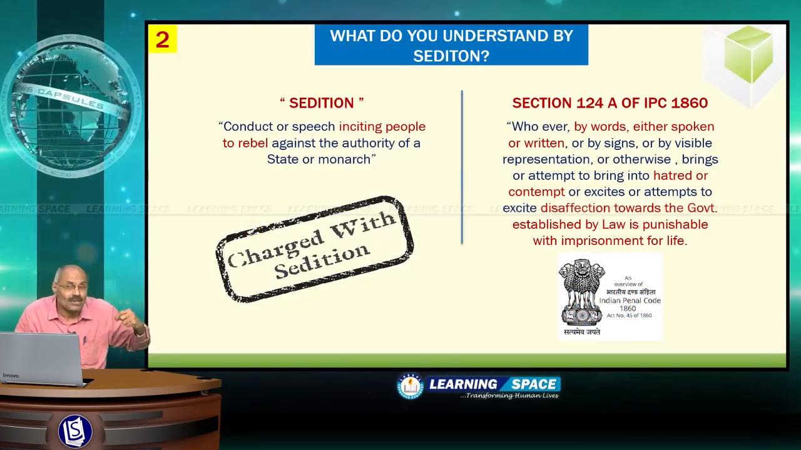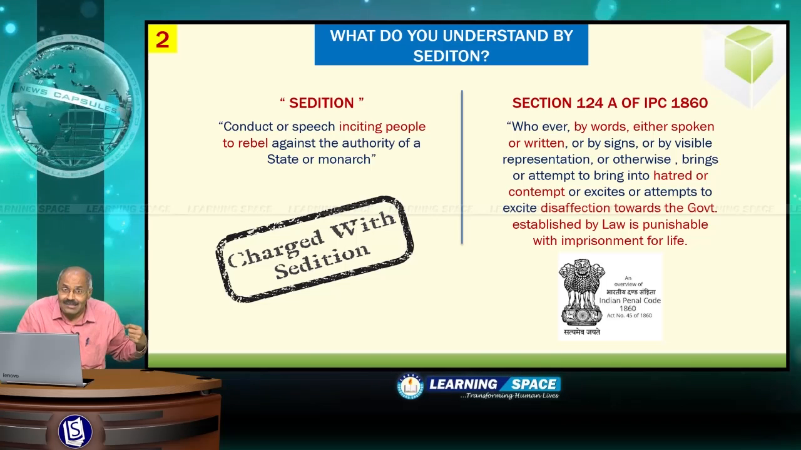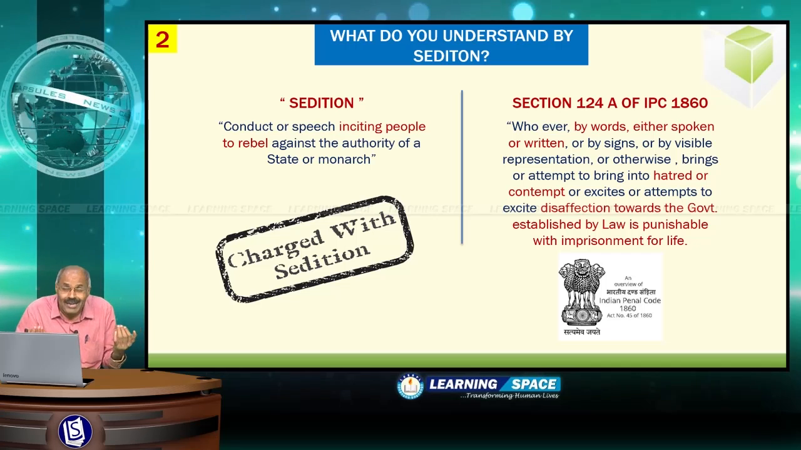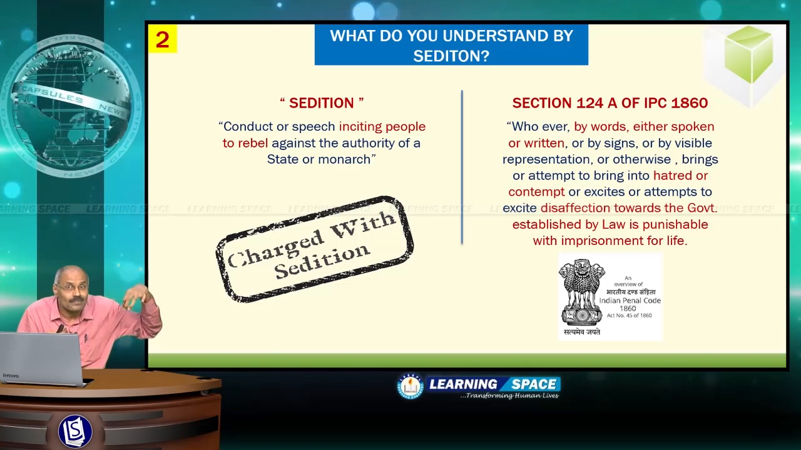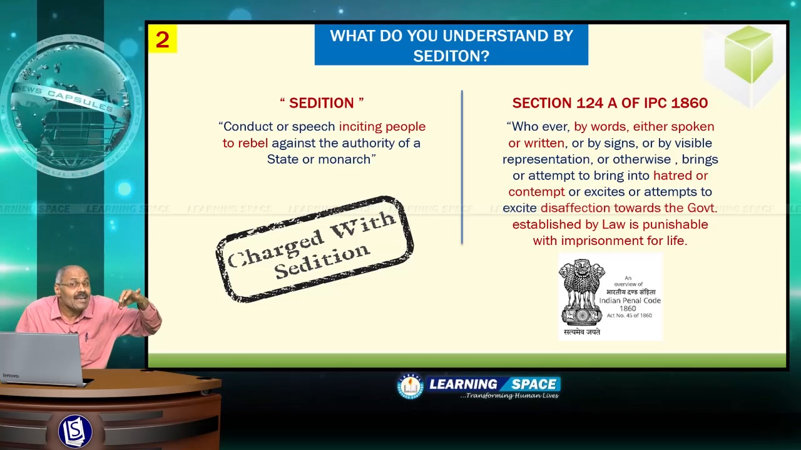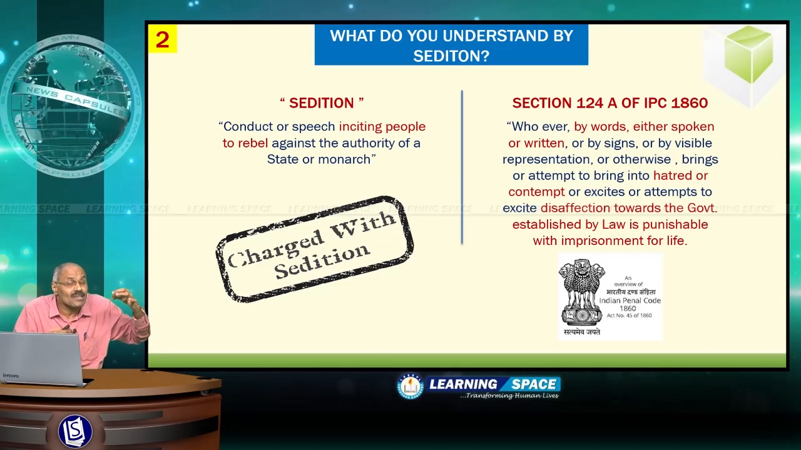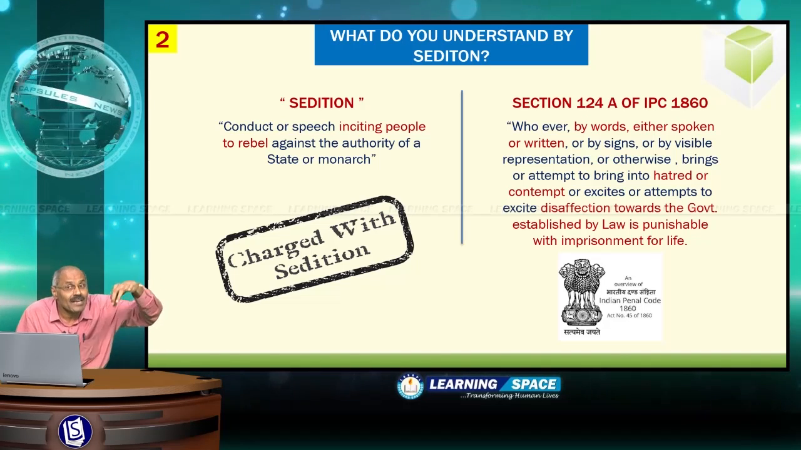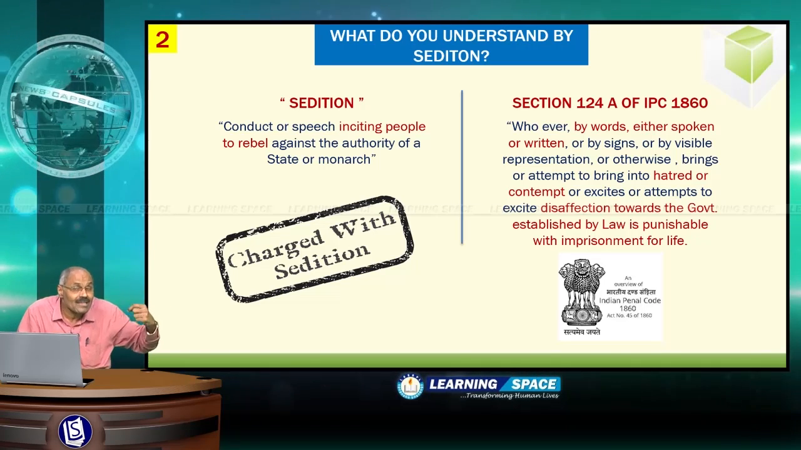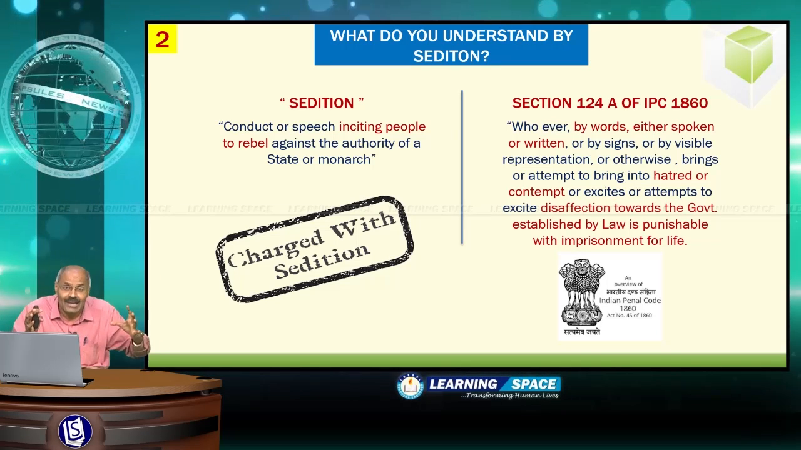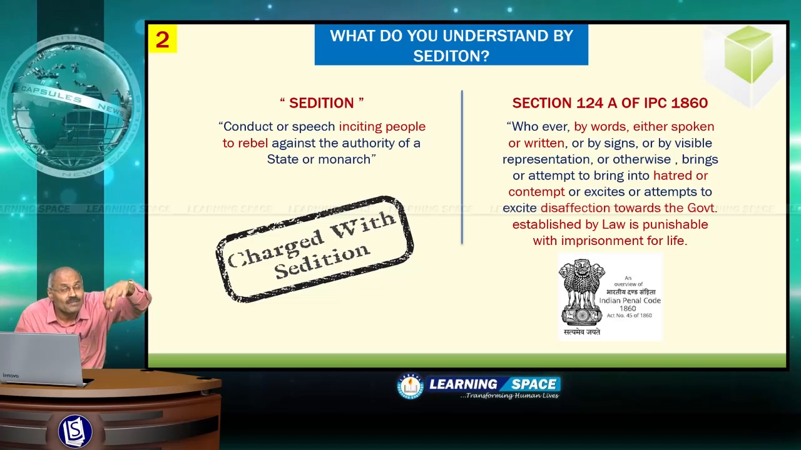Then second one is sedition. During the year 2016, sedition is in the news. What is meant by sedition? Sedition means conduct or speech inciting people to rebel against the state or authority, right? So, several people were charged under Indian Penal Code section 124A. This is in the news, and under this sedition, people can be jailed up to their life term. That means, as per section 124A of IPC 1860, it is punishable with imprisonment for life. This is in the news, and several civil societies agitated against the so-called misinterpretation of the sedition law.